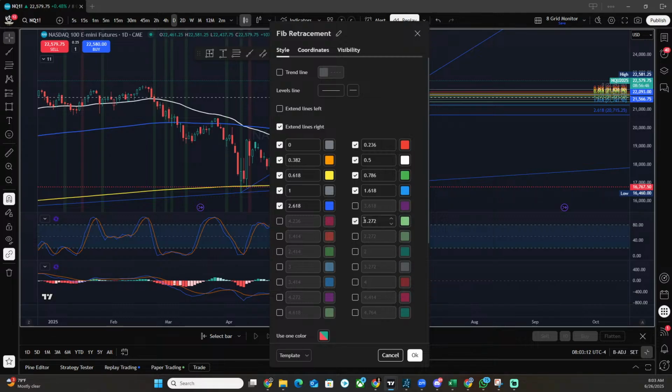All right, so what I like to do is have some negative numbers here. Let's go with negative 0.236. All right, there we go. Then we'll add a negative 0.